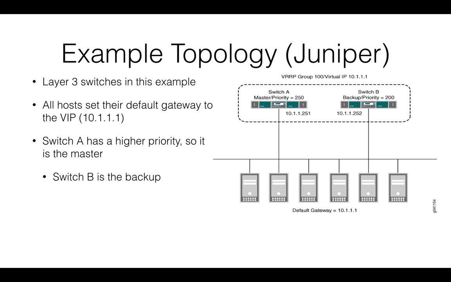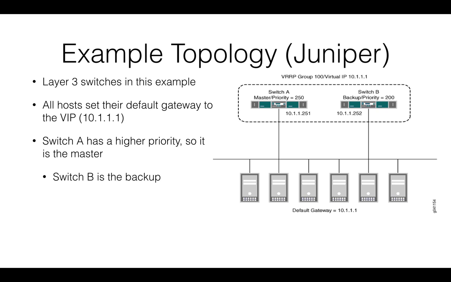All of the clients will point their default gateway to that IP. Switch A has a real IP address of 10.1.1.251, and switch B has a real IP address of 10.1.1.252. Now when you look at these switches, you can see that switch A has a higher priority, meaning it'll be the one that the clients use when they need to get out.